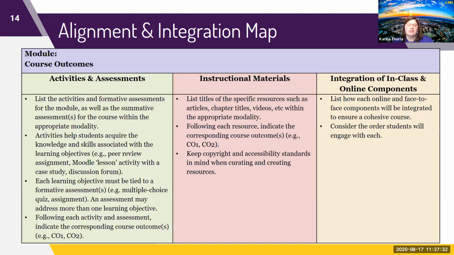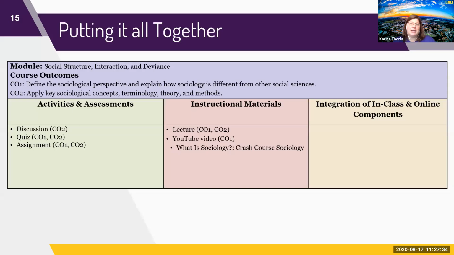So next we're going to take a look at an alignment map for a sociology course. As you see, we've now put in some of this information. The topic for the module is going to be the social structure, interaction, and, I can't even read, sorry, deviance. Gosh, I'm so sorry.